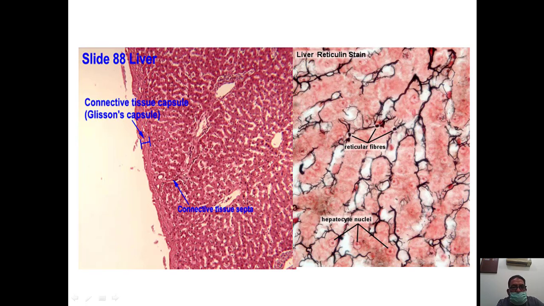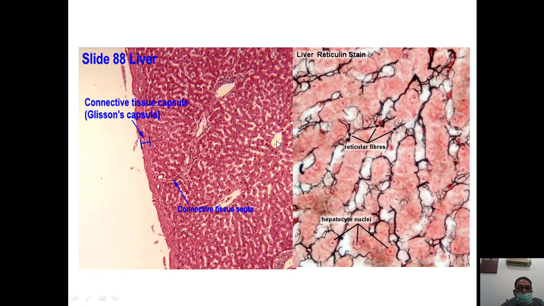Now this is the diagrammatic presentation of the connective tissue stroma of the liver. Look at the picture. This is the H&E stain. This is the Glisson's capsule, thick fibrous connective tissue beneath the peritoneum. It gives connective tissue septa within the parenchyma, moving along with the bile duct, hepatic artery, and portal vein into the portal triad, and dividing the liver into multiple hepatic lobules.